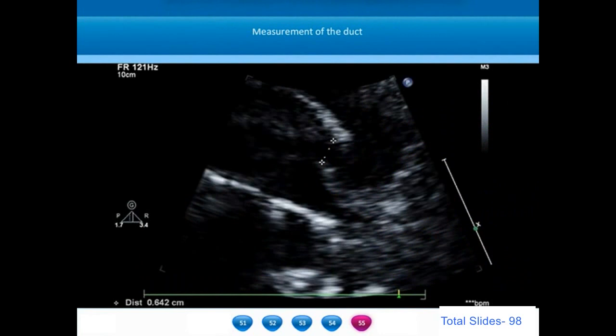The ductus is also measured from the suprasternal view that was described earlier. This is the suprasternal ductal view. Again, the region of the ductus is magnified. We get a similar dimension of around 6.5 millimeters.